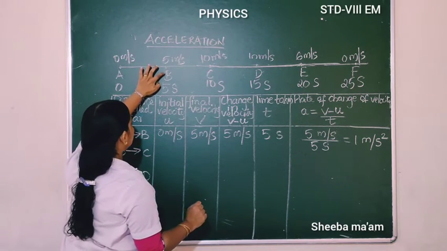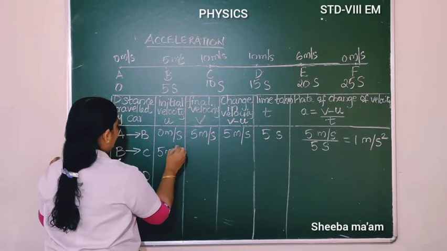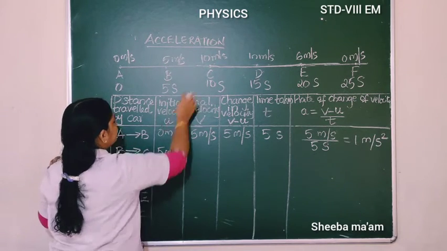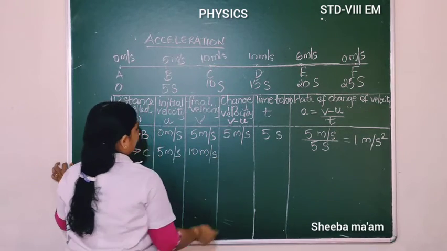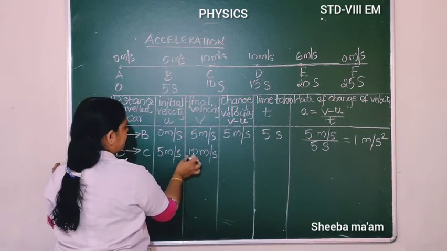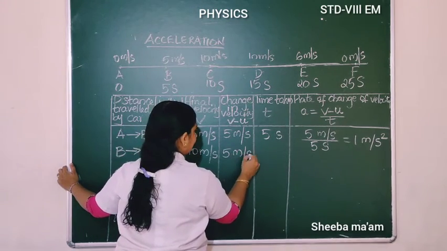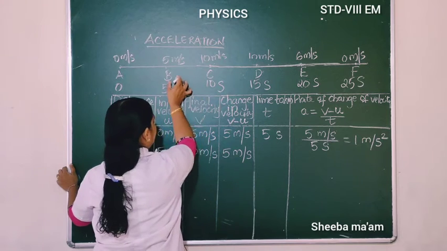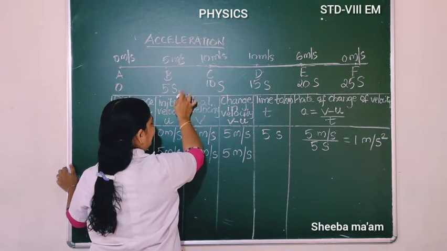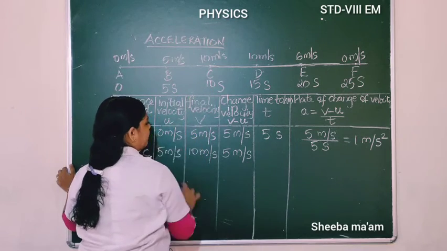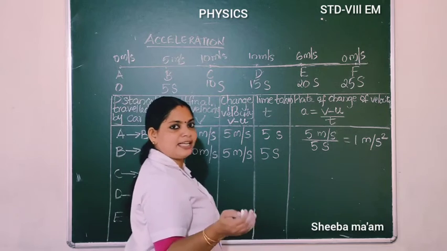What is the velocity of B? It is 5 meter per second. What is the velocity of C? It is 10 meter per second. V minus U. 10 minus 5. How much? 5 meter per second. Time taken between B and C. It went from 5 seconds to 10 seconds. So what is the time? 10 minus 5. How much? 5 seconds.